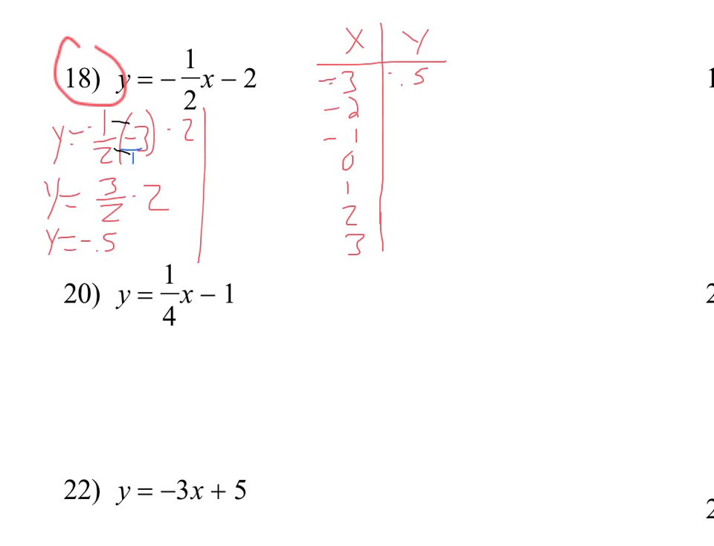And if we plug in a -2, we have y equals -1/2 times a -2 minus 2. Again, -2 is the same as -2/1, and fractions multiplied is just top times top, bottom times bottom. So we have y equals a +2/2, which is 1, minus 2, and we get -1.